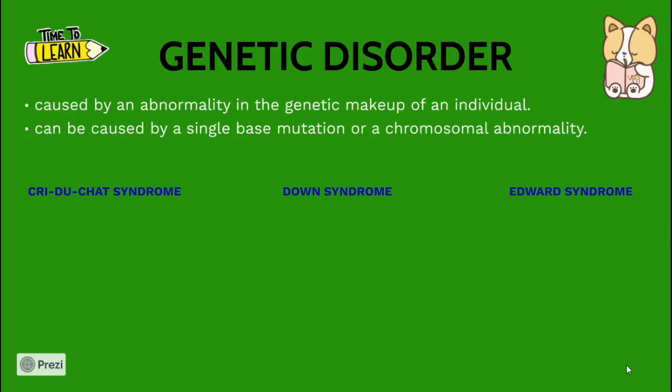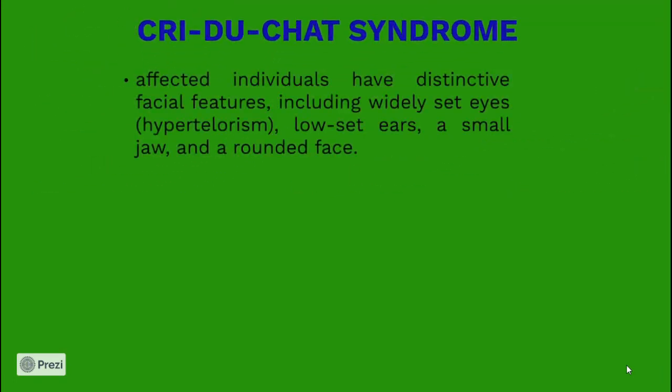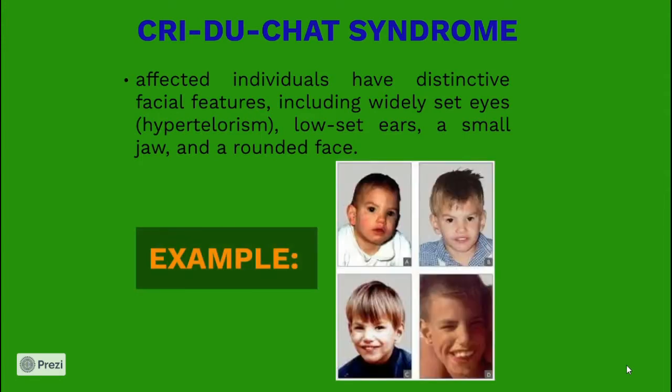So let's begin with the Cri-du-Chat syndrome. Cri-du-Chat syndrome affects individuals, mostly babies, no, offspring. They have distinctive facial features including widely set eyes, no, their eyes are set far apart. They could have low set ears or a small jaw, and it could be a rounded face. So for example, in this image, we call that one cat eye.